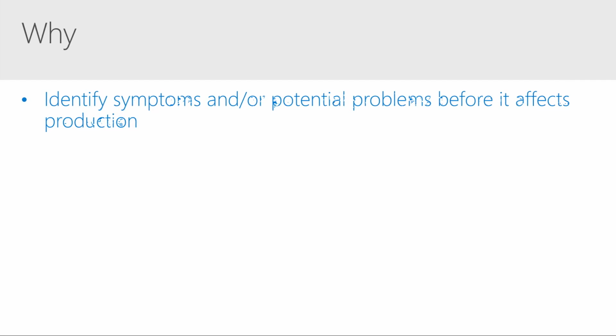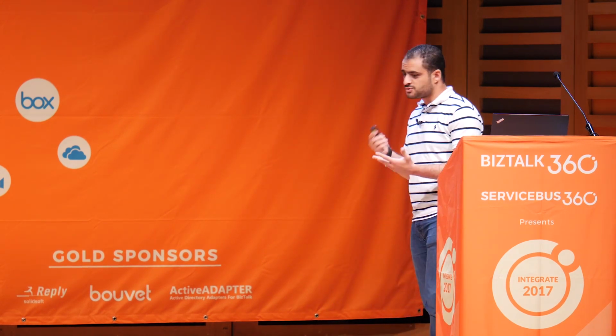So for BizTalk, to reflect this, we are doing several things to prevent specific things from happening in the production environment. The first one is to identify symptoms. Sometimes everything is fine and the messages are going through the front end and back end and everything looks good until it breaks. So you need to be proactively looking at things before actually affecting the production environment.